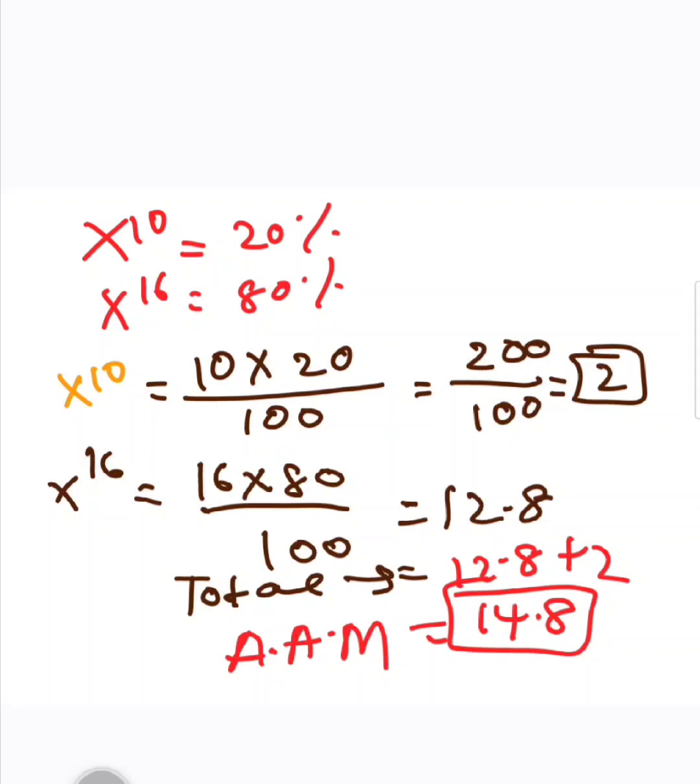Now let's find for X16. The isotopic mass is 16, times the percentage of abundance 80, divided by 100. After solving this we get 12.8. Now sum up both isotopes, X16 plus X10: 12.8 plus 2, which is 14.8. So this 14.8 is the average atomic mass of the element X, which has two isotopes X16 and X10. This is how we find the average atomic mass of a particular element.